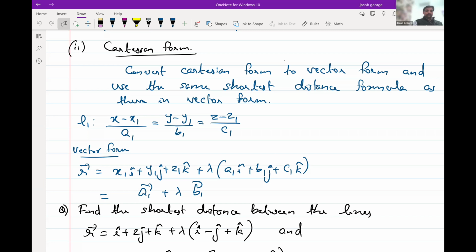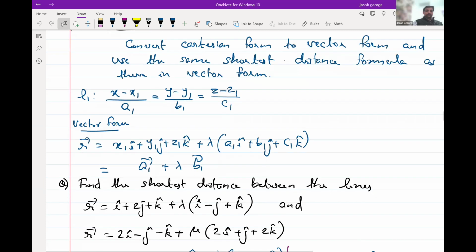A1 i cap plus B1 j cap plus C1 k cap. This is of the form A1 vector plus lambda V1 vector. Is it clear? Then the second equation also, you will convert like this. Special Cartesian form is there. If it is detached from the main part, you know how to attach it to the main part and convert it. That type of questions are also important.